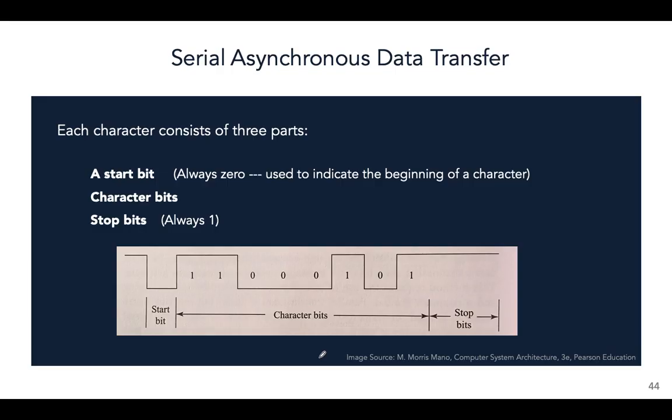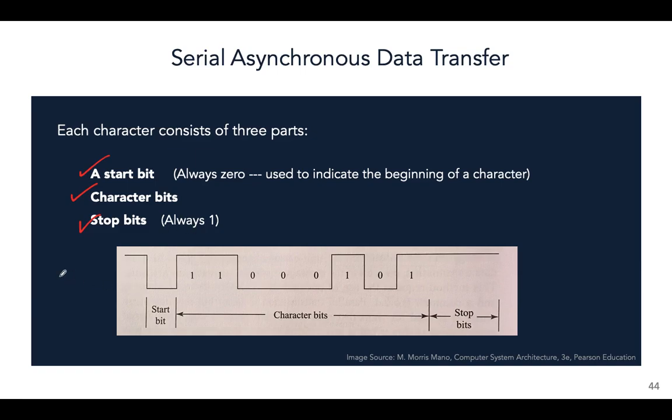All right, so in case of serial asynchronous data transfer, each character that is being transmitted consists of three main parts. There's a start bit, which is always 0. This start bit, as the name implies, is used to indicate the beginning of a character. Then after the start bit come the character bits. This is the actual message that we are sending. And after the end of the last character bit is the stop bit. These are always 1. All right, so the start bit is always 0, the stop bits are always 1.